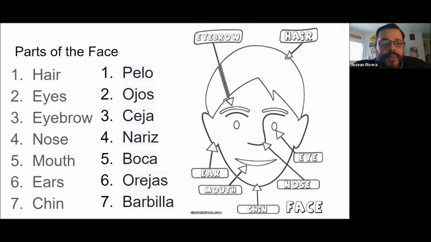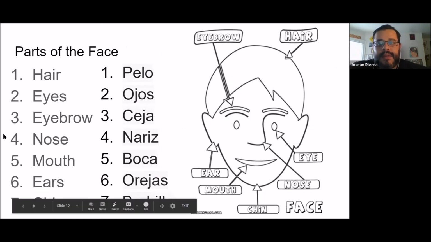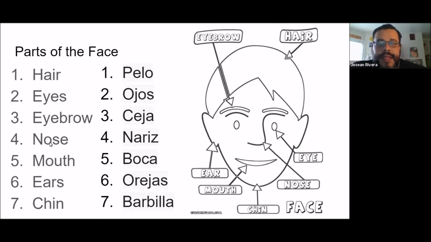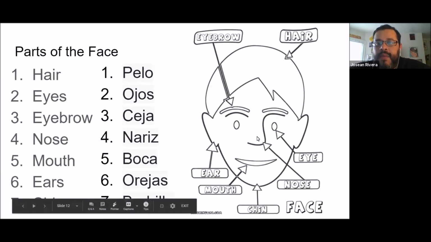Okay, so one of the most important things is we want to make sure that we have the parts of the face. We don't want to forget our noses or eyebrows or hair. So I want to very quickly go over the different parts of the face. And these are things that you want to include in your drawings. So we have the hair, pelo, eyes, los ojos, eyebrow, la ceja, nose, nariz, mouth, boca, ears, orejas, and chin, barbilla. Okay, so we want to make sure that when we do our drawing, we include all those parts of our face. That's what I'm going to be looking for.